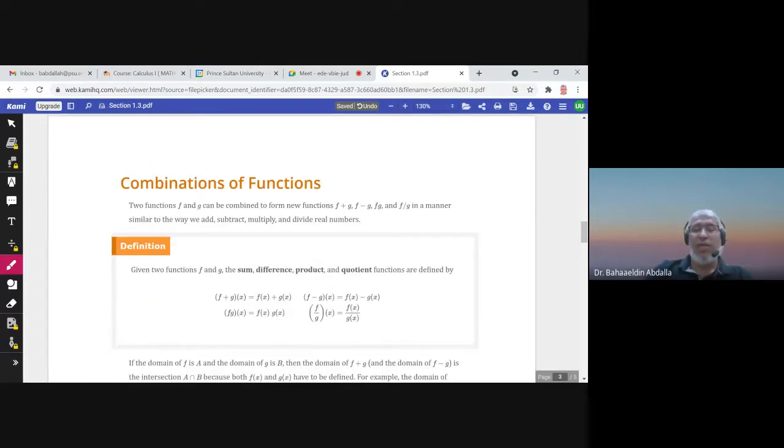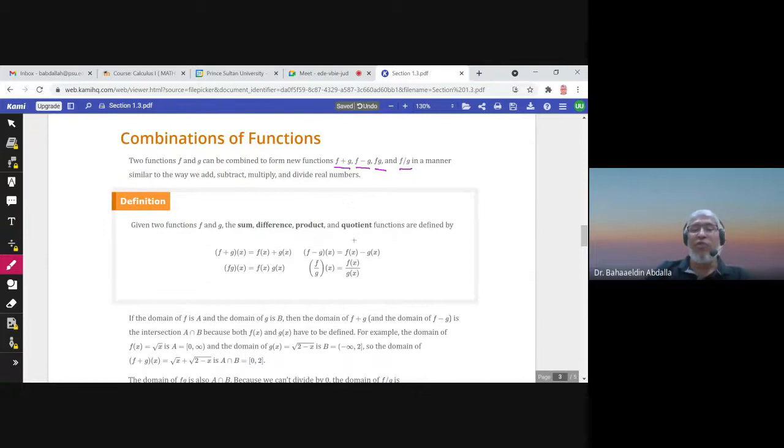All right. The second way to obtain new functions from old functions is by combining the two functions, by finding the sum, the difference, the product, the quotient of two functions. Okay, so that's it. How to define the sum? Very simple. f plus g of x would be f of x plus g of x. Also the subtraction, also the multiplication, and the division.